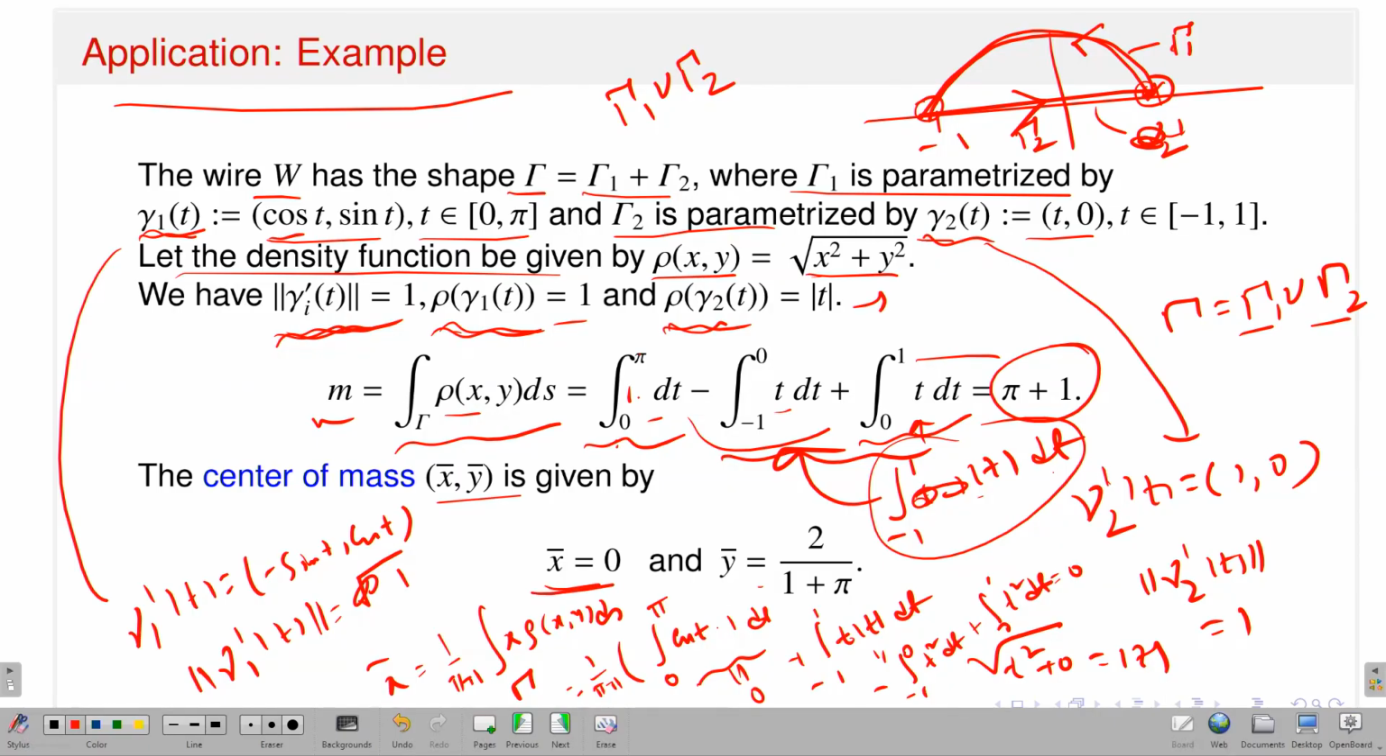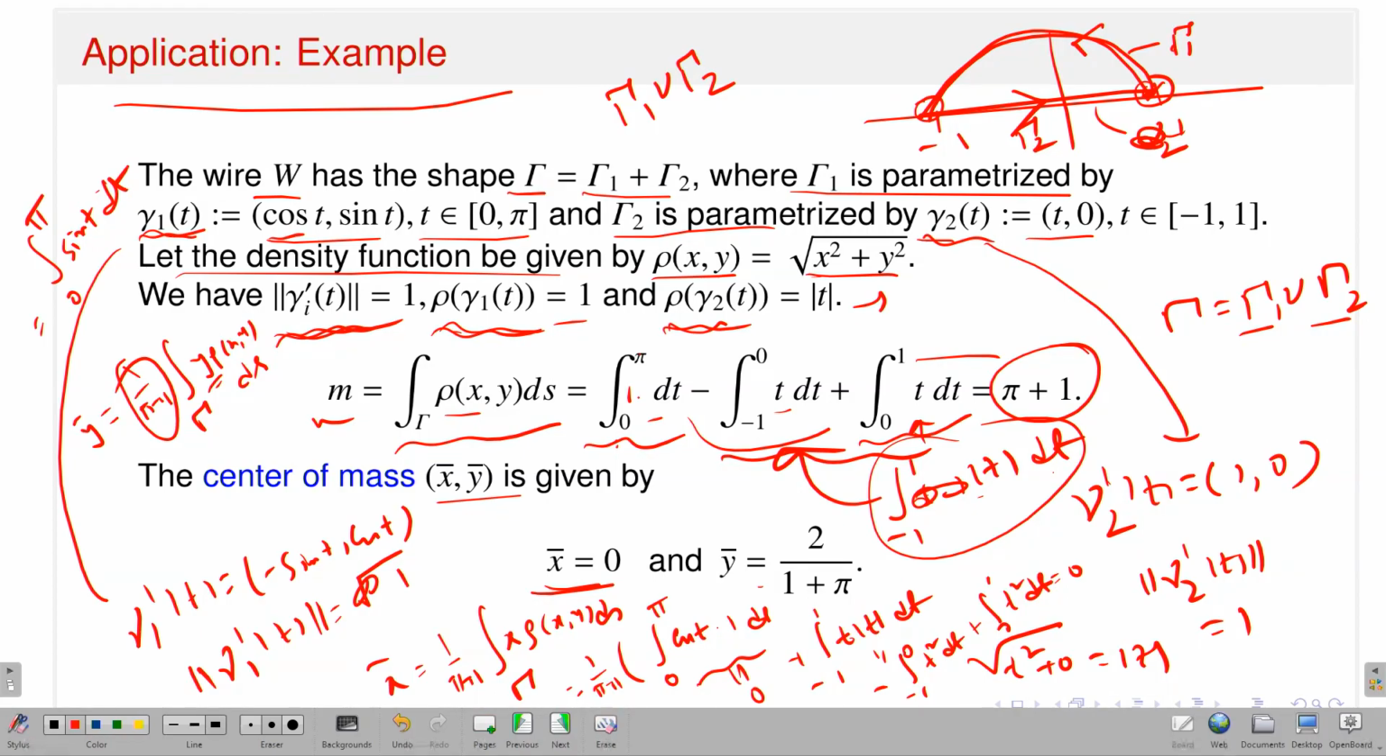Okay. And similarly you can calculate y bar. Y bar is 1 by pi plus 1, that is the total mass, again integration over gamma, this time y times rho(x,y) ds. Again you break up into two parts, gamma 1 and gamma 2. For the first one, 0 to pi, and here y is replaced by, first I have to integrate over capital gamma 1, the corresponding parameterization is small gamma 1. So this should be sin t, and then norm of gamma 1 prime t is 1, that means dt. That means the integration from 0 to pi of sin t dt gives the first one.